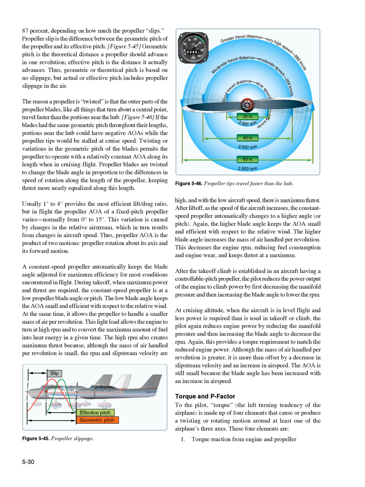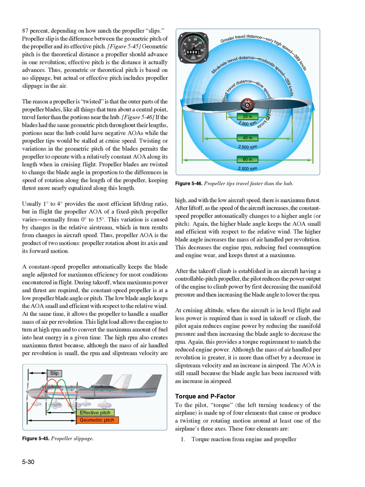This light load allows the engine to turn at high RPM and to convert the maximum amount of fuel into heat energy in a given time. The high RPM also creates maximum thrust because, although the mass of air handled per revolution is small, the RPM and slipstream velocity are high, and with the low aircraft speed, there is maximum thrust.